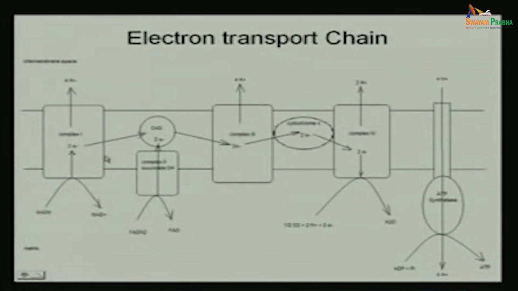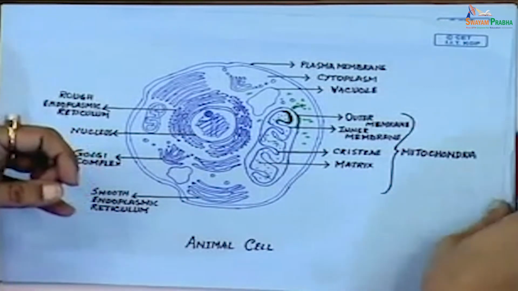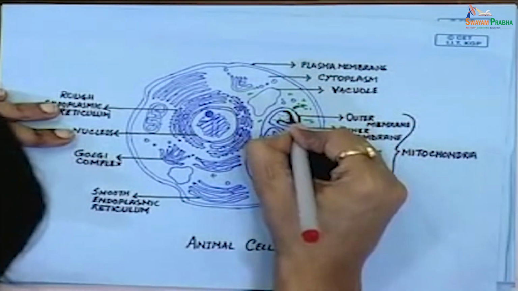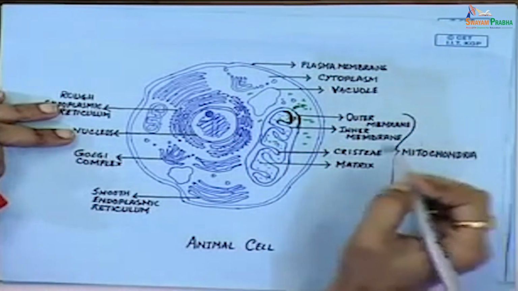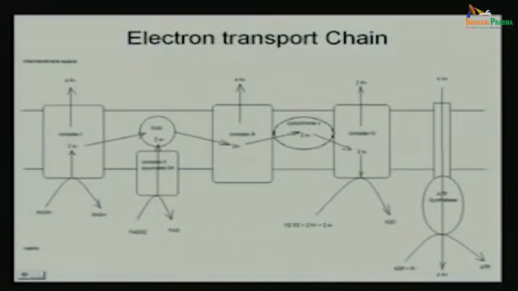Now at a glance, let's see how this electron transport chain looks, with the different complexes which are there. This is the matrix side of the mitochondria, and this is the intermembrane space, that means the space between the inner and the outer membrane. So this is the intermembrane space of this mitochondria.